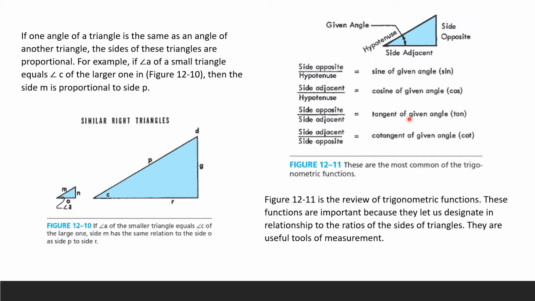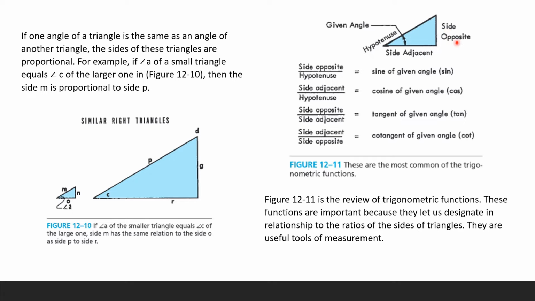Okay, so another review is your trigonometric functions, and that's also from your middle school and high school. These functions are very important because they let us designate the ratios of the sides of triangles. So they're useful tools of measurement. When you take a look at this right triangle, the hypotenuse is the longest side.